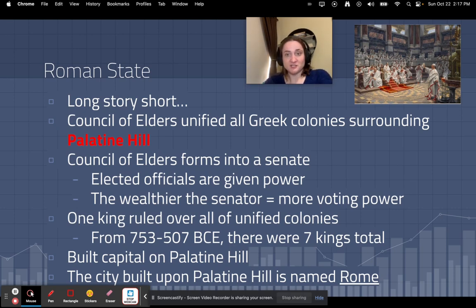Like politicians need donors to run their campaigns, and it was the same thing back in ancient Greece. There was also one king that ruled over all of the unified colonies. Surprisingly, in about the 150 years that this existed, there were only 7 kings, which doesn't really seem like a whole lot for ruling 150 years. They built their capital on Palatine Hill, which I showed you in the last slide, and the city built upon Palatine Hill is named Rome.